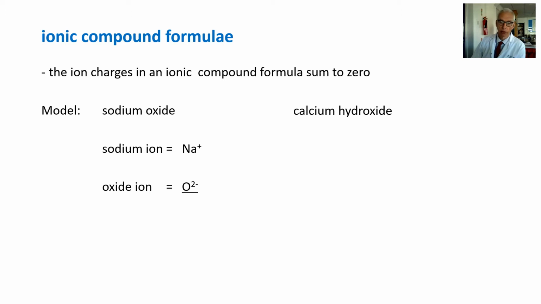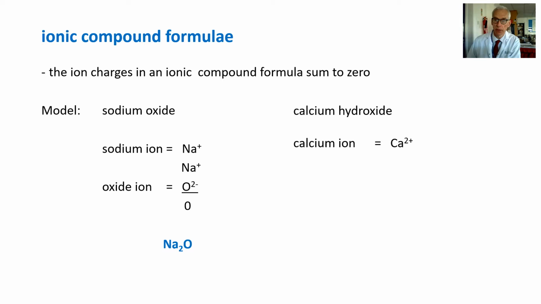Well, a single sodium ion and a single oxide ion, the charges do not sum to zero. We need a second sodium ion. So 2 1 plus ions and an oxide ion at 2 minus, the charges sum to zero. So we conclude that the formula of sodium oxide is 2 sodiums, Na2, and 1 oxygen. So let's take another example, calcium hydroxide.